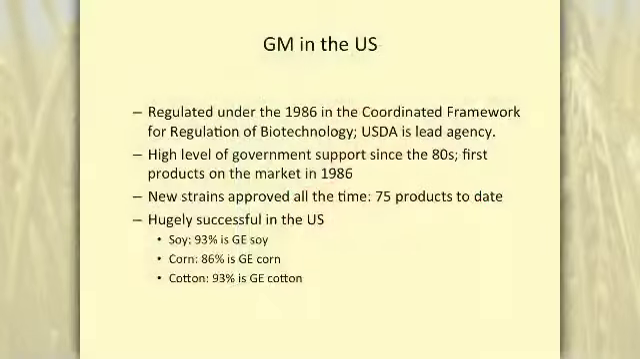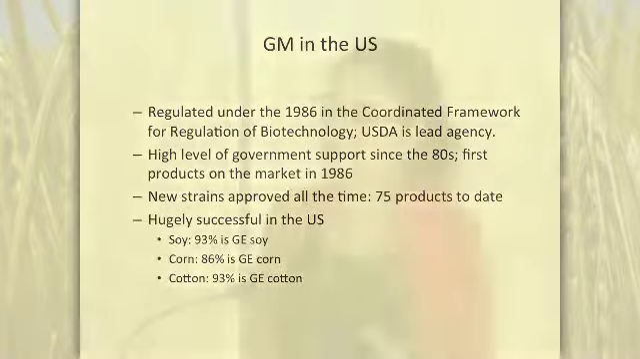So, genetically modified organisms in the US. This is just a brief overview and a brief history. They were first regulated in the 80s under something called the Coordinated Framework for Regulation of Biotechnology, and it brings together different agencies. Now, it's pretty important that USDA is the lead agency. If a new strain of GM crops has to be approved, it's the USDA who does that. And the USDA traditionally has been very much pro-biotechnology.